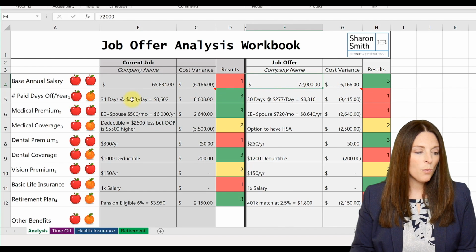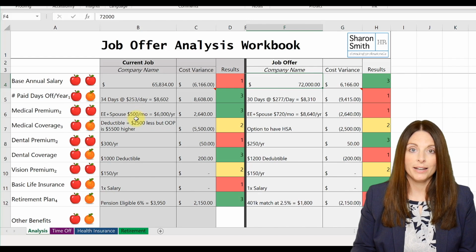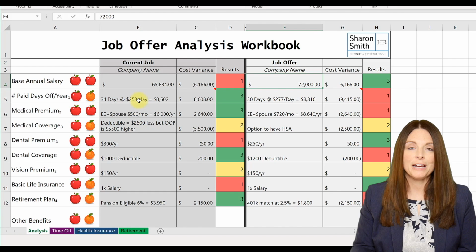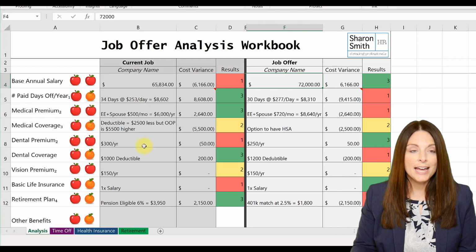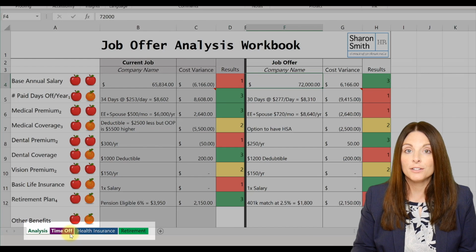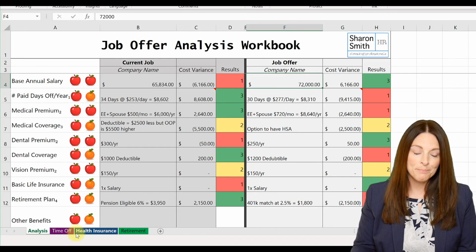Then as we start to walk through some of these other areas like time off, the medical benefits, and the retirement benefits, we do see that we're comparing apples to oranges. So I have a tab for each one of those different items so that we can break those out and look at those more closely to determine how we want to score them.